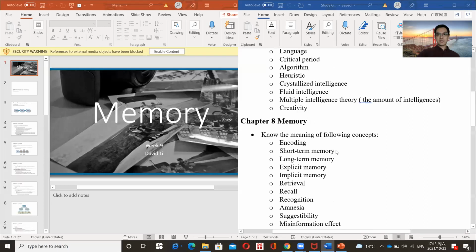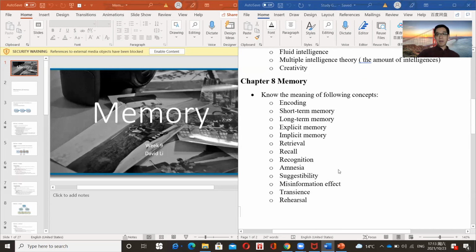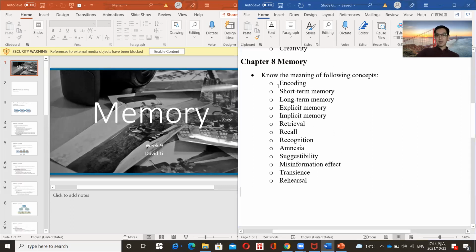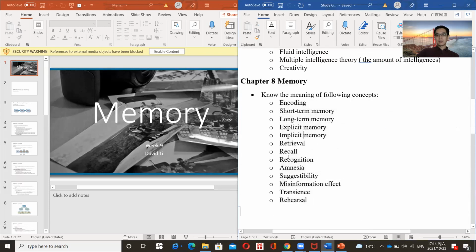And the next chapter is about memory. In memory, there's a lot of content. You can see we need to know the meaning of these concepts, from encoding to chunking. So this concept we need to know of.